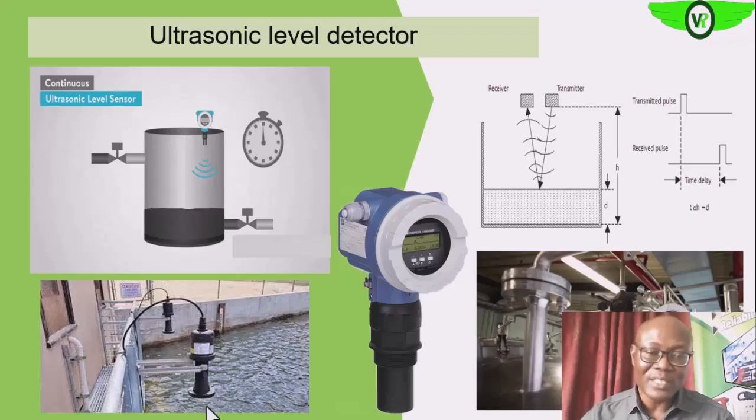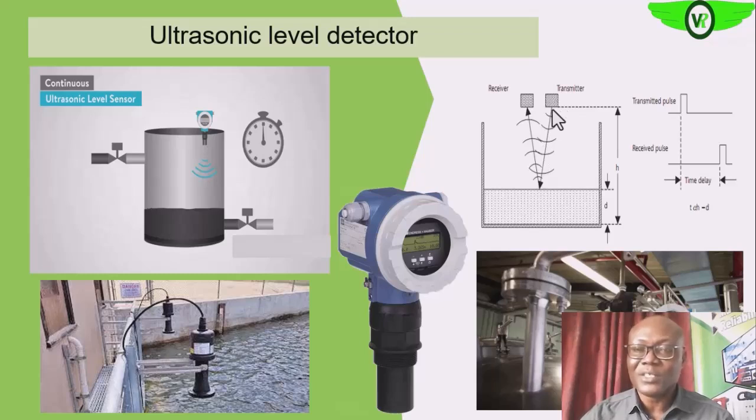As it is emitted, it goes to the liquid surface. I guess this is water. It is reflected back, and then the time of travel indicates the level to which the water is in that container or in that reservoir. So this is it. The transmitter emits the ultrasonic sound. It is reflected on the surface of the fluid and sent back.